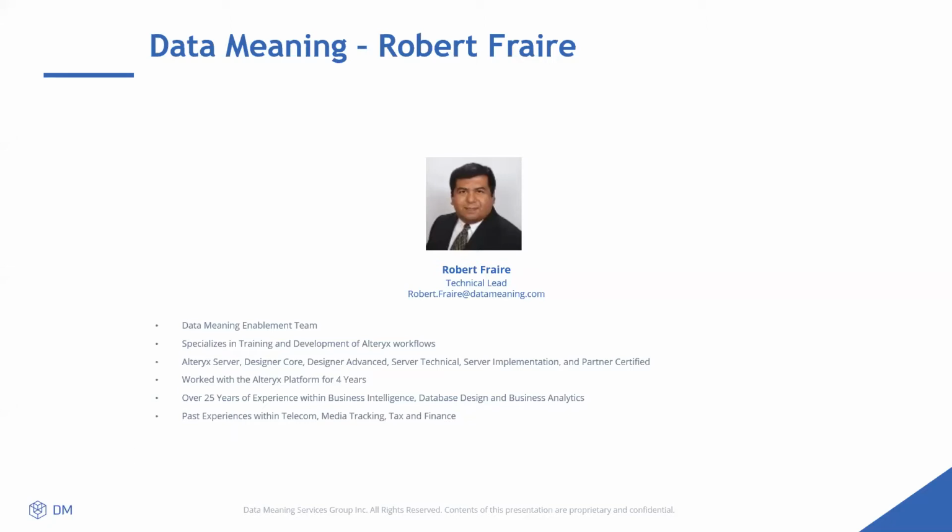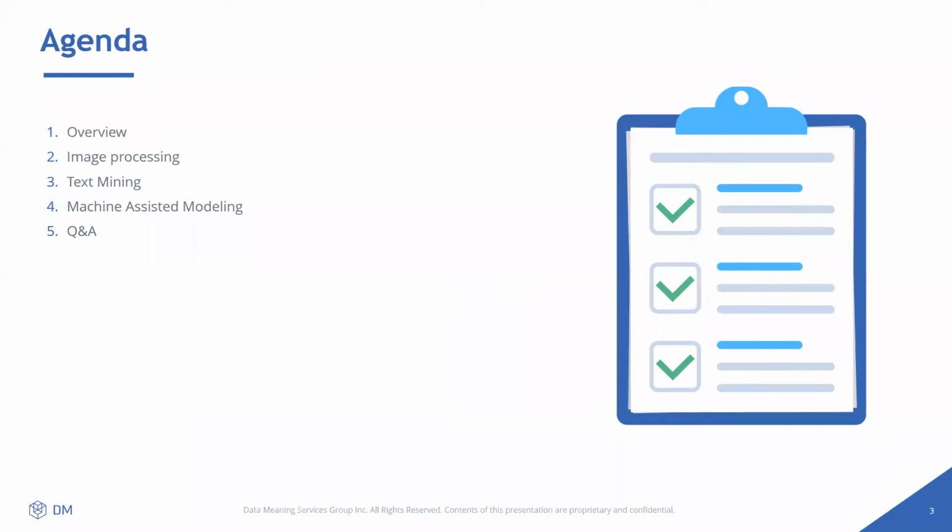All right. So our overview for what we're covering today is we're going to overview Intelligence Suite. What is it? What tools are involved? How do you get it installed? That type of thing. Then we're going to look at three main areas for analysis. One is the image processing. Second is the text mining, and third, the machine assisted modeling.